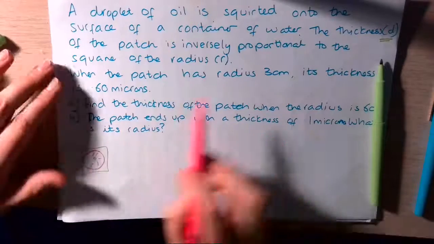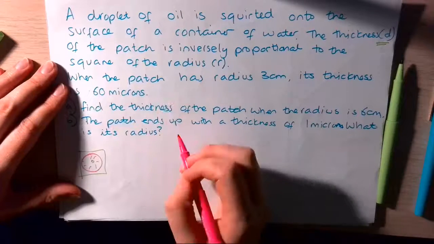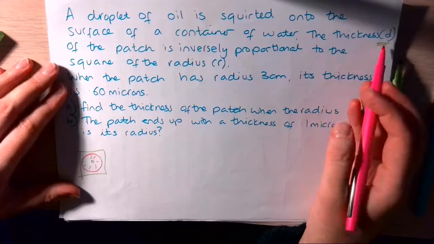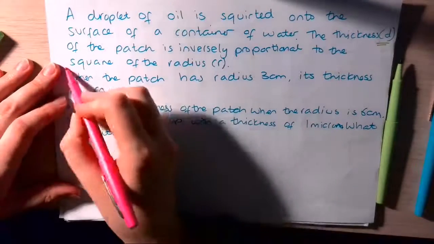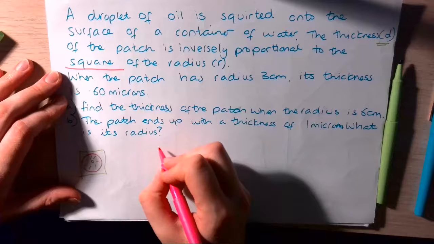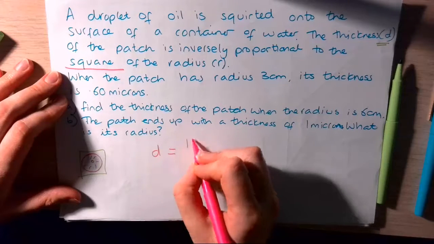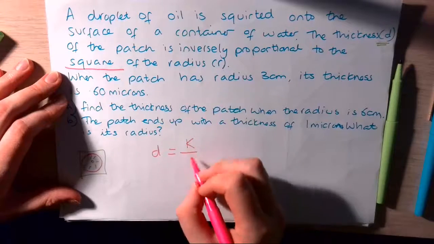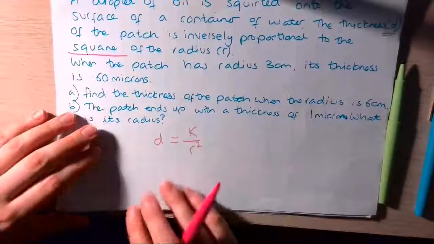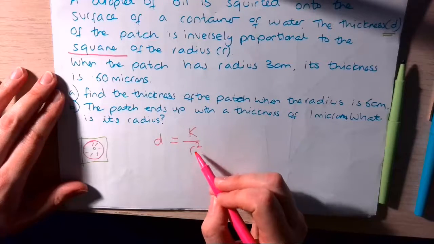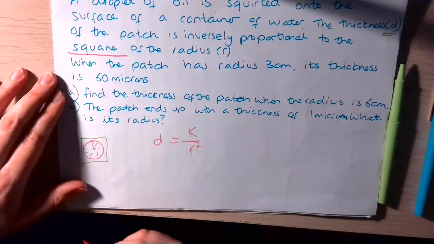So we can, first of all, write up our equation. We're given that the thickness d is inversely proportional to the square of the radius. So just watch out for this one: the square of the radius. So we get d is proportional to k over the radius squared. The square of the radius. And as we did last time, it's going to work in the same way here. We're going to square this one. Sometimes it might be the root of the radius or the cube of the radius.